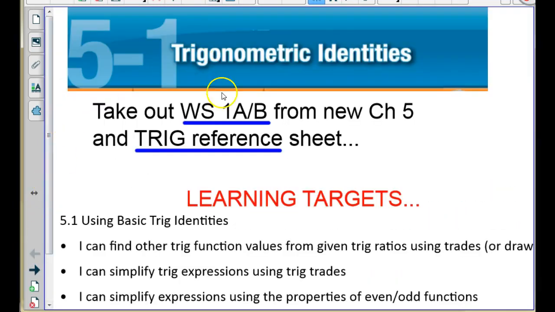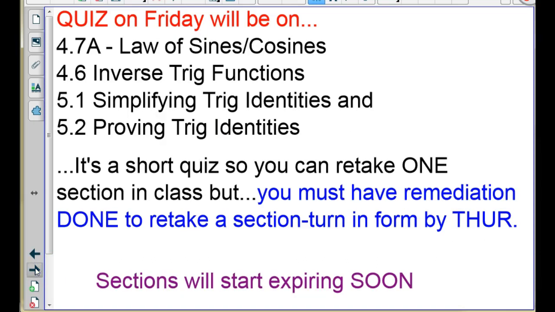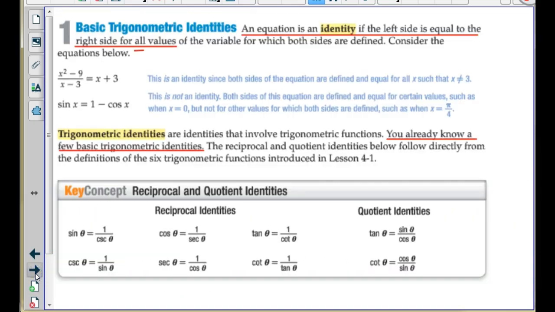Okay, so this is lesson 5.1. Everybody had found the packet on their desk and everything, and you got your reference sheet out? Okay. Because you're going to want to know where these identities are on your reference sheet.